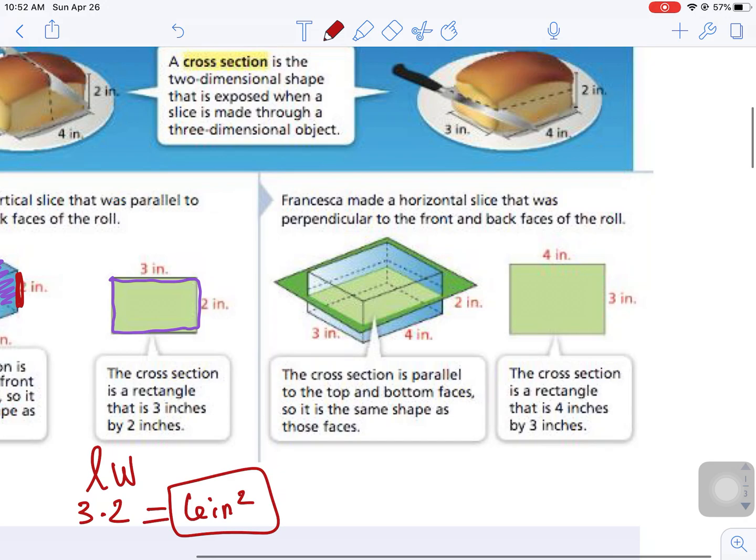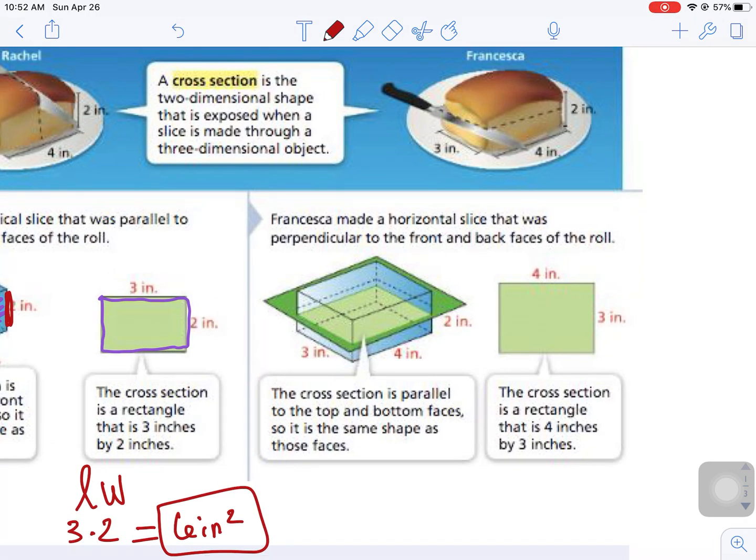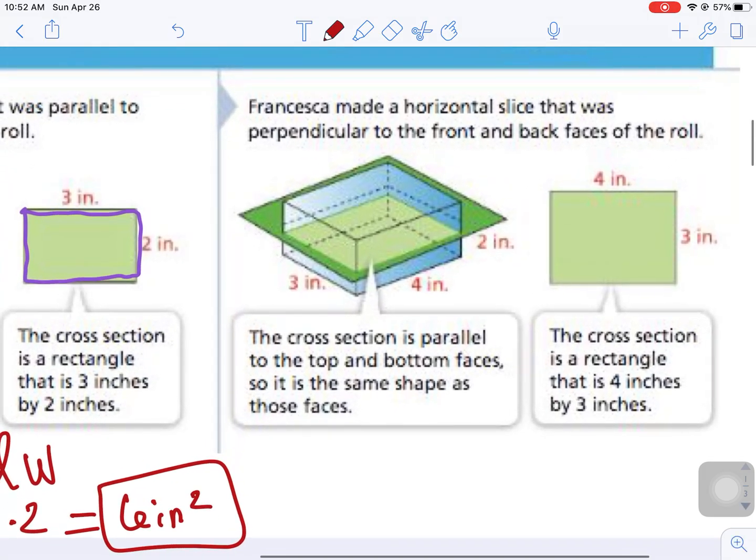Now Francesca made a horizontal cut with her knife. So you can see she made a horizontal cut. And so her cross section is parallel to the top and the bottom. So we still have a rectangle here. This shape up here is still a rectangle. We just have a different length and a different width. So if we look at the bottom, our length is now 4 inches and our width is now 3 inches.